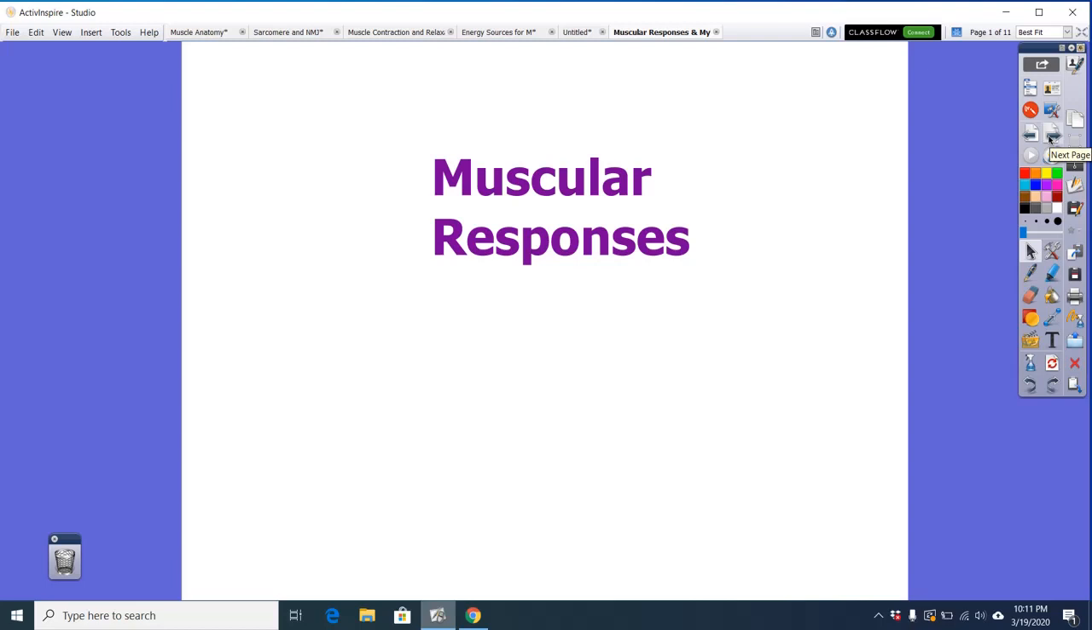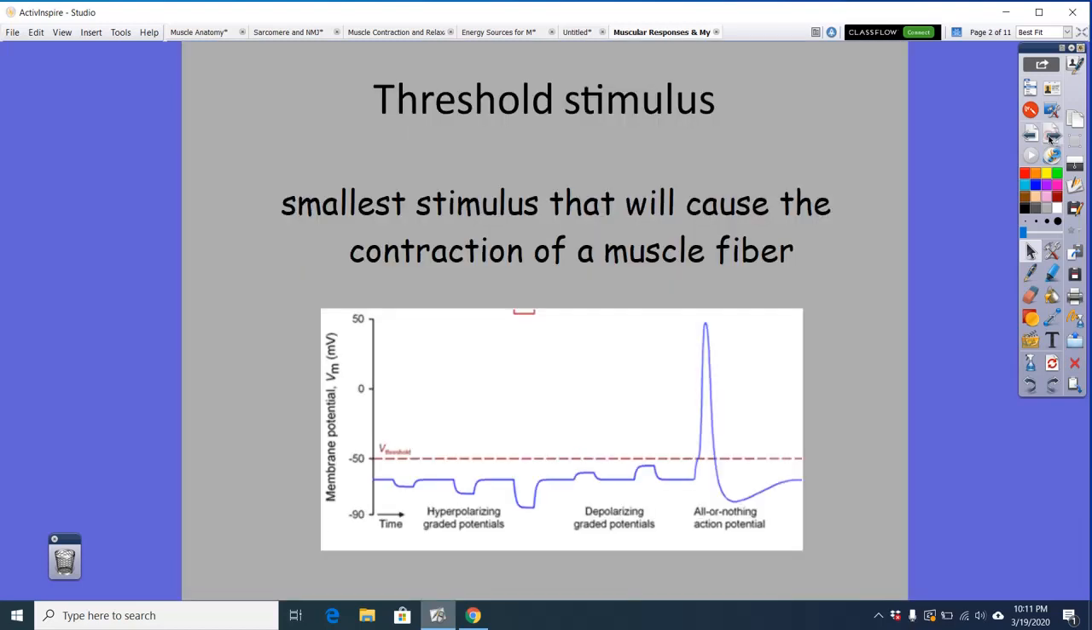All right, so today's notes are on muscle responses, and this is going to be all about creating a graph of how a muscle contracts. And so the first thing we're going to talk about is the stimulus that is required for that muscle contraction to occur. And the stimulus can be sub-threshold or under threshold, and the muscle won't contract.